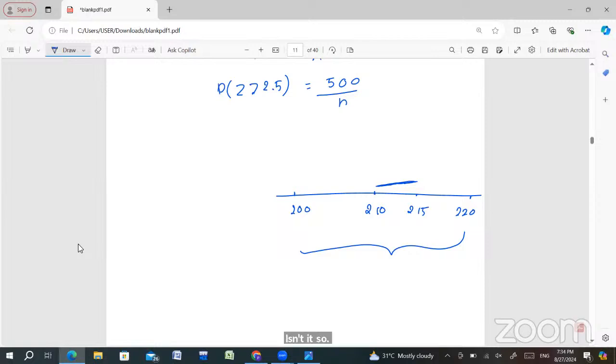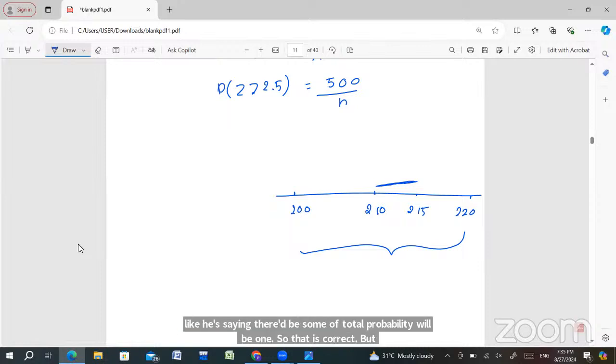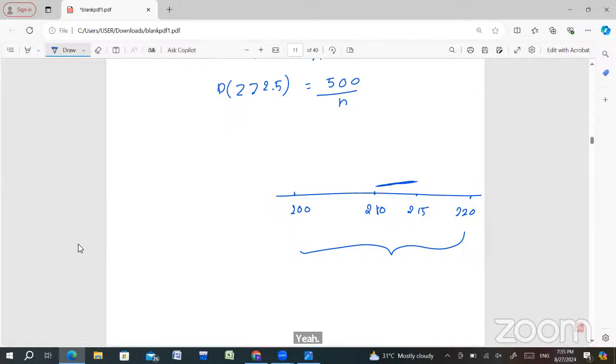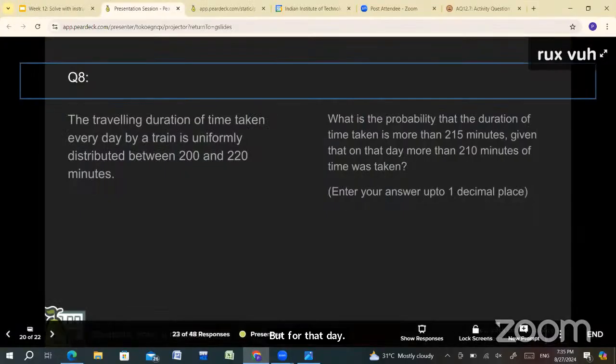And from 220, the probability will be 1. Okay, ma'am, can I say something? Yeah, sure. Ma'am, he is saying that the sum of total probability will be 1. That is correct. But if the sum of total probability is 1, this doesn't mean that the probability at each and every point in that interval in between will be 1. For that day, the probability between 200 and 210 is 0. This is what he is trying to say.